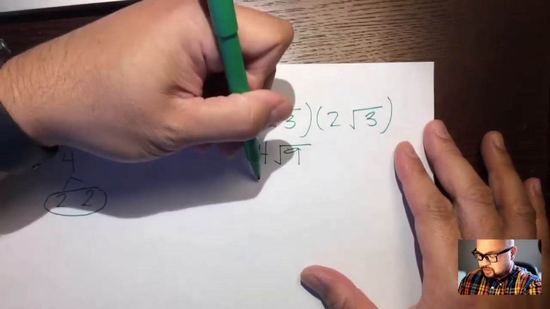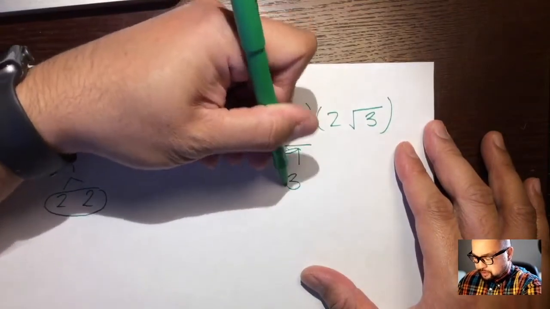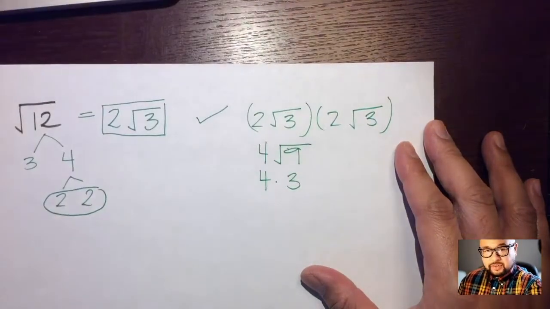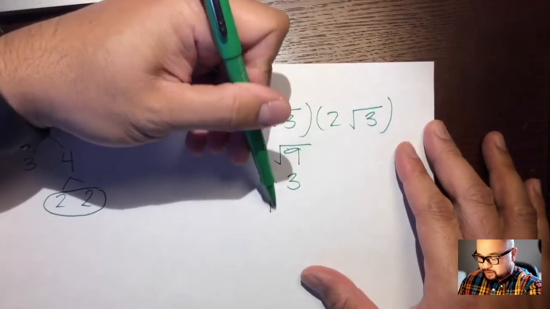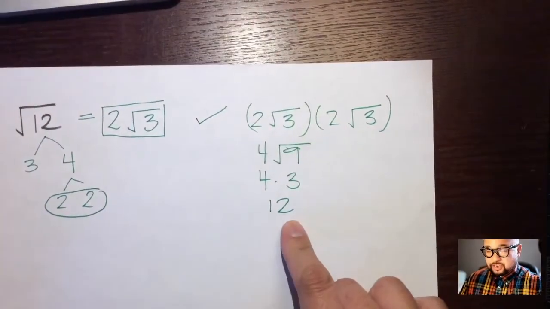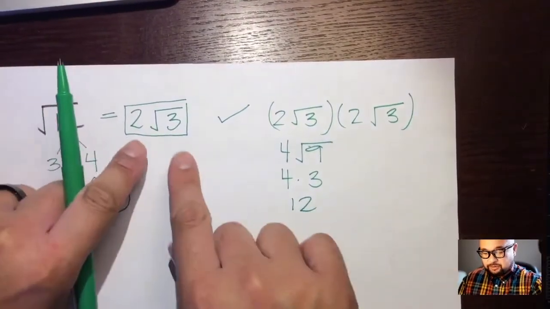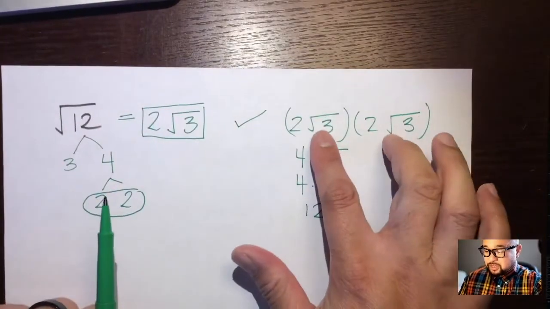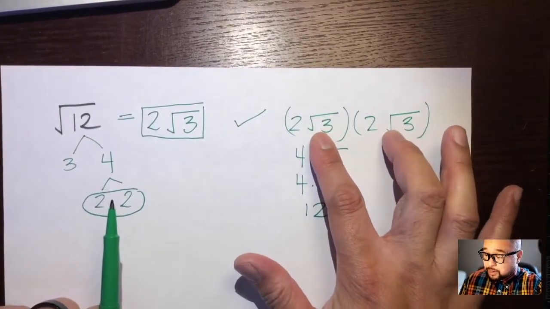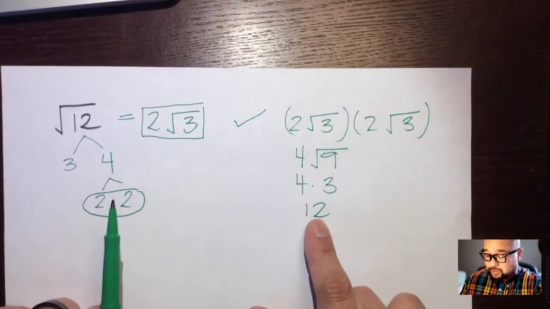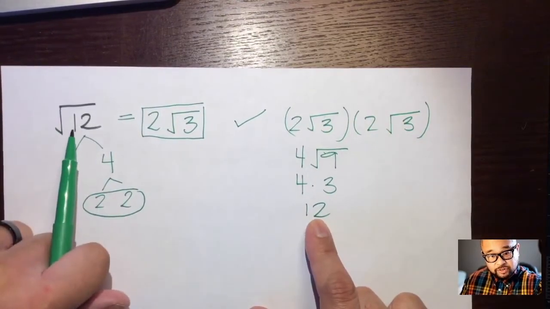And then you guys know this. What's the square root of 9? Would be 3. Bring down that 4. And 4 times 3 is 12. So, look at that. We know this is correct because if we squared it, or multiplied it by itself, it would end up being 12, which was the original problem.